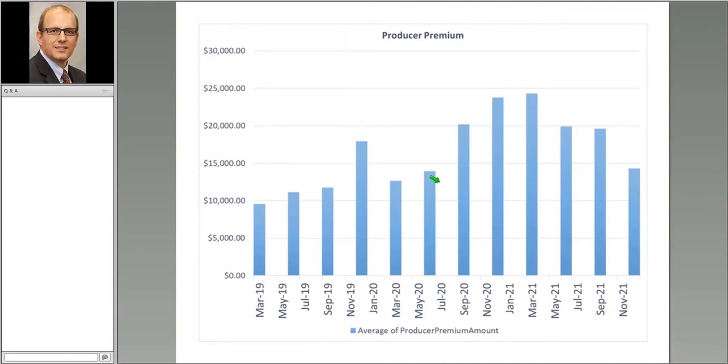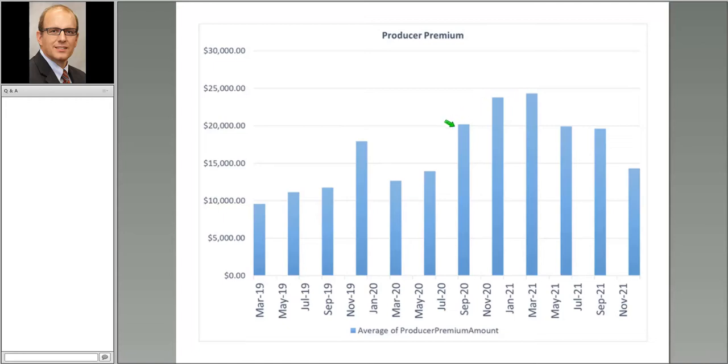Producer premiums are calculated based on the volatility in the market, so these are changing. But what I did here is I just grabbed some data looking at the past. So this is the average producer premium paid. So you can see, right, all the way up to almost $25,000 per producer in premium paid.